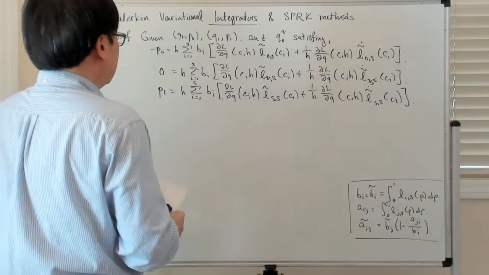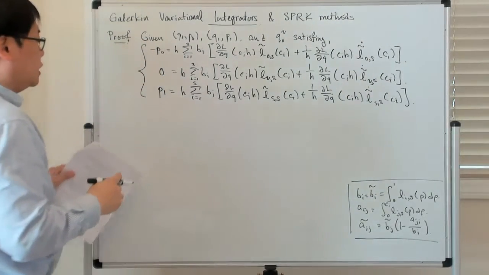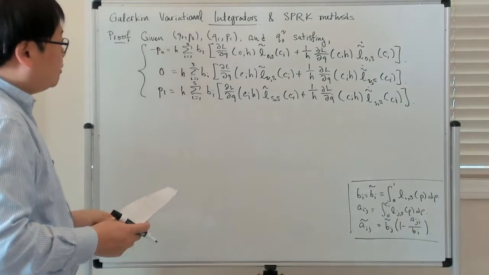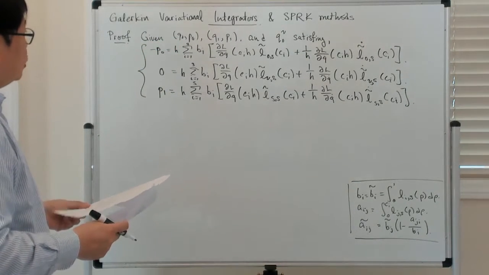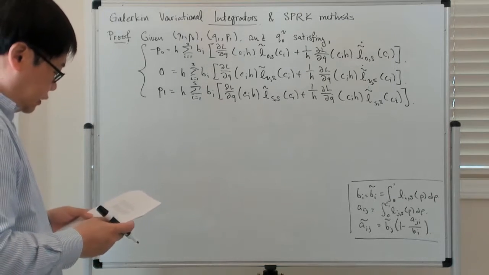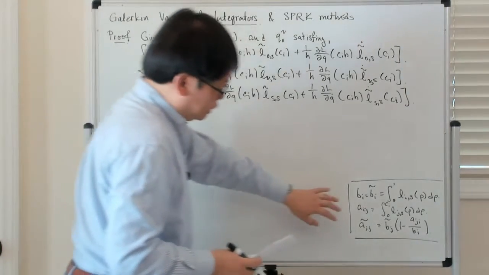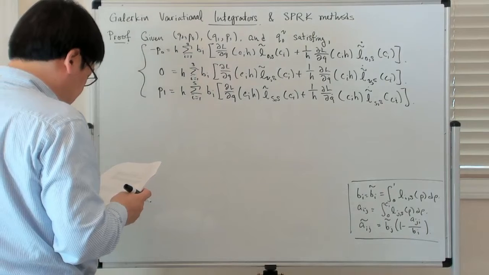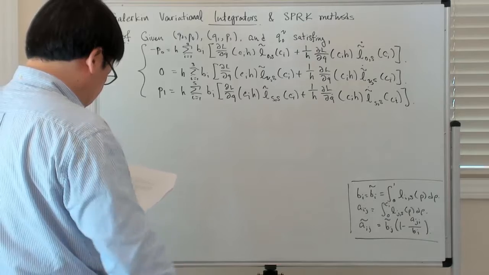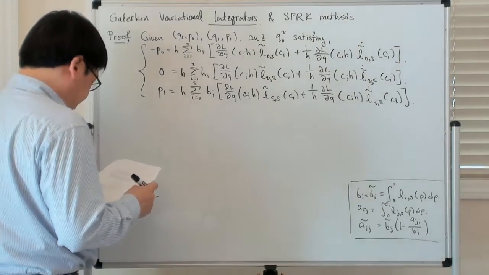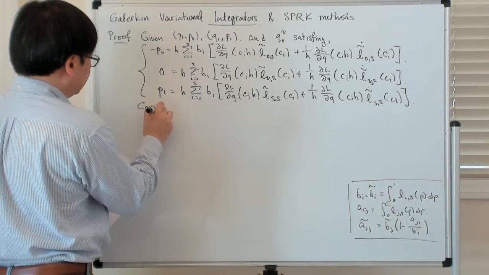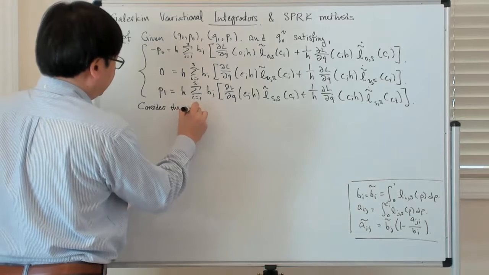All right, so these are the equations which define the symplectic map from Q0, P0 to Q1, P1, which come from this Galerkin variational integrator. So we want to show that that's equivalent to this symplectic partitioned Runge-Kutta method with these coefficients. So I'm going to consider the partitioned Runge-Kutta method.